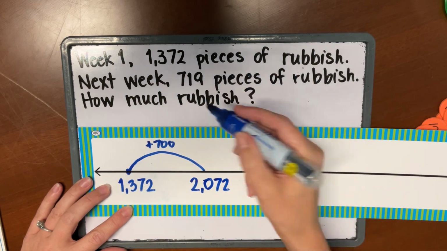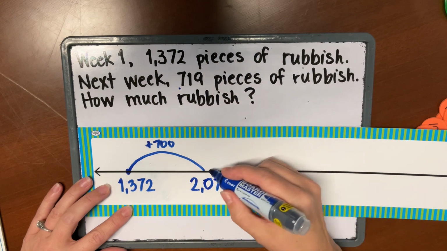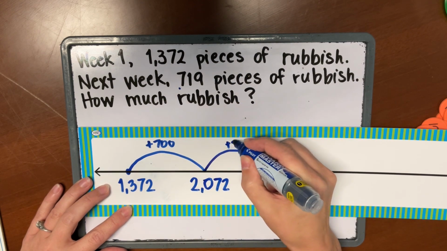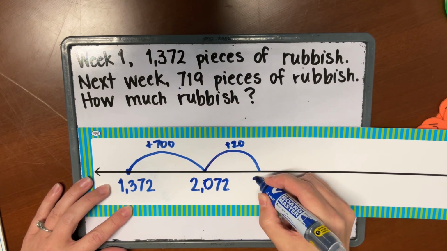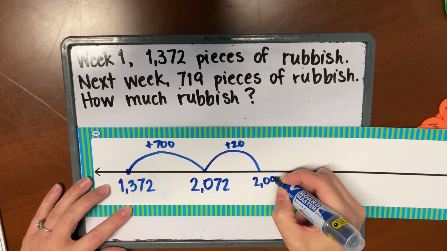But 719 is so close. I did the 700. Now the 19, I could just do plus 20. That's easy for me. And that would be 2,092.